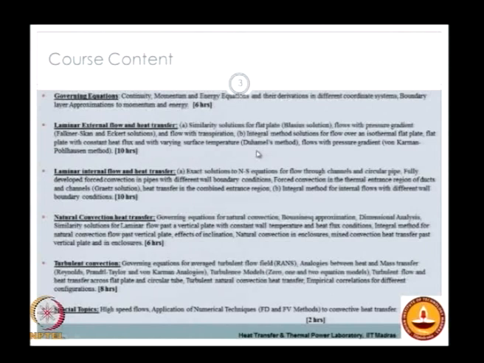So about 10 hours of lectures will be spent on the laminar external heat transfer part, and the next one will be the laminar internal flow and heat transfer, which will involve the exact solutions to the Navier-Stokes equations for flow through channels and circular pipes.